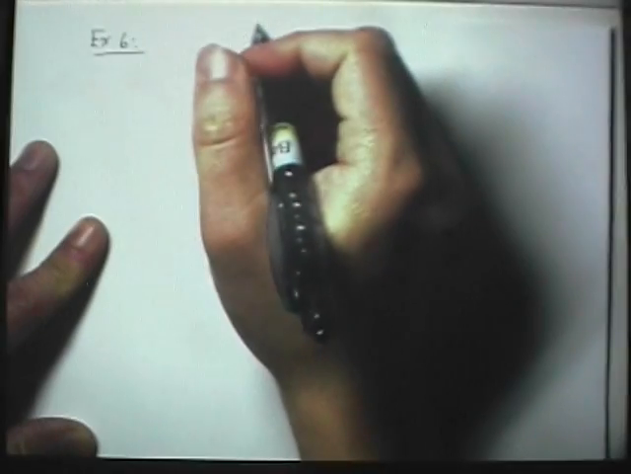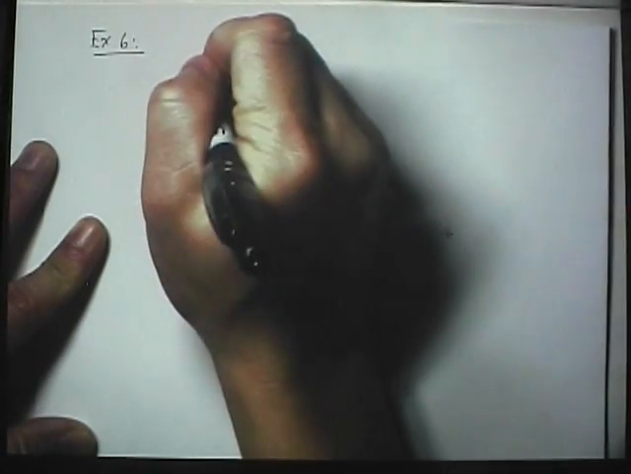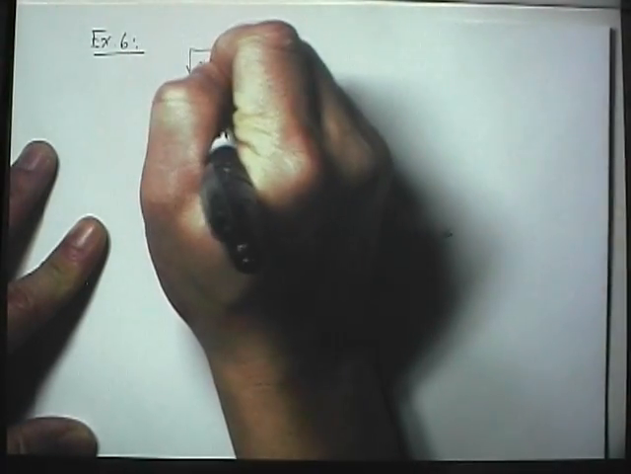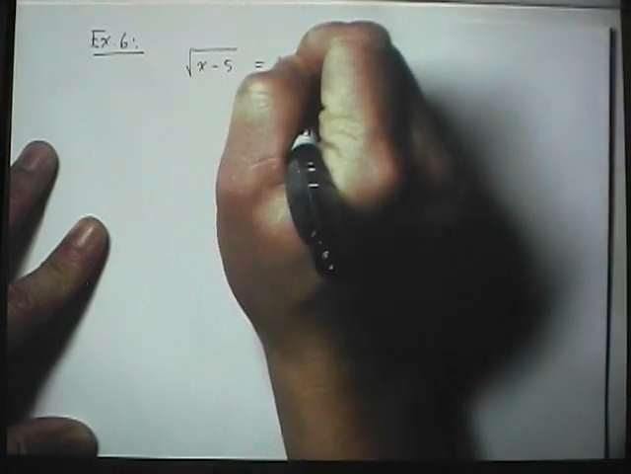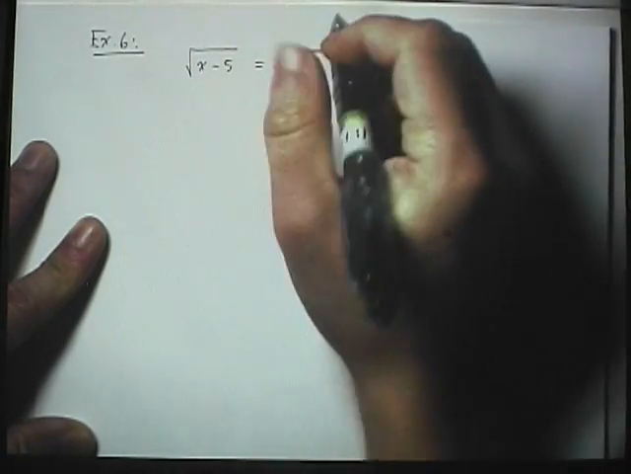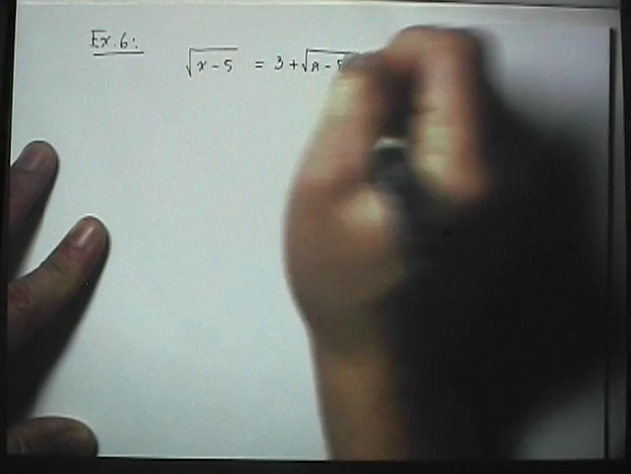Involving radical terms and all that. So, in my example number 6, which is also the last one for all these radical equations here, let's say we got square root of x minus 5 equals 3 plus square root of x minus 8.